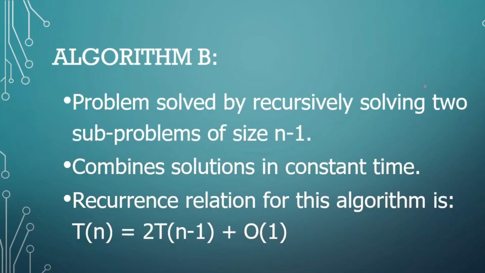We did say that it solves 2 sub-problems, so that would be a, and the sub-problems are of size n minus 1, and we did say here divided by 1, so 1 is b. Then it combines the solutions in constant time, that will be O(1), so this is our f(n).